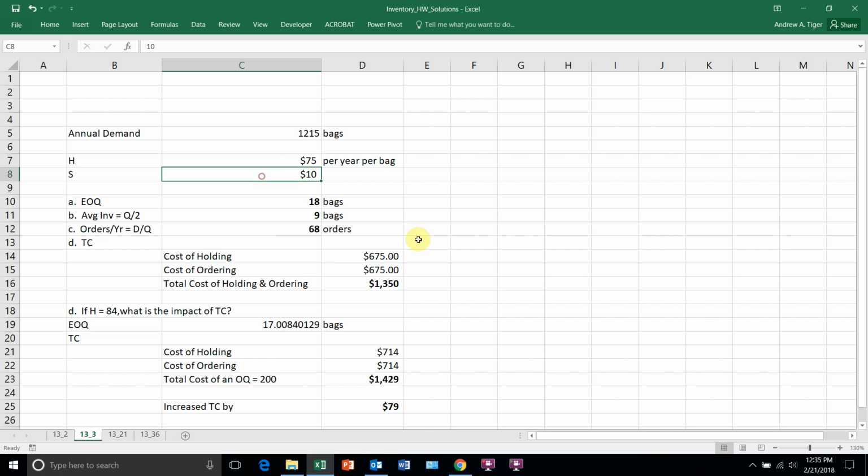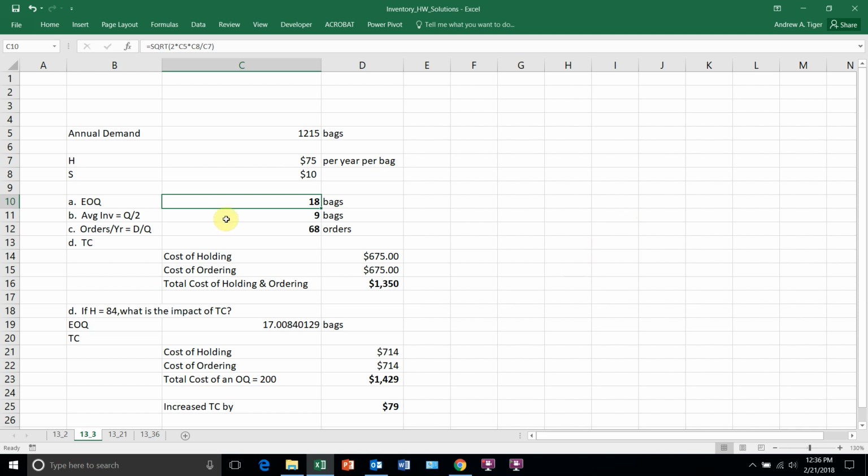And then the cost of placing an order is $10. Every time we place an order, that's the cost of the act of placing an order. So based on these cost drivers, we can calculate the EOQ, which is the square root of 2 times D times S divided by H. It happens to be a whole number. It will not always be a whole number, but it says we should order 18 bags every time we place an order. That's the order quantity.